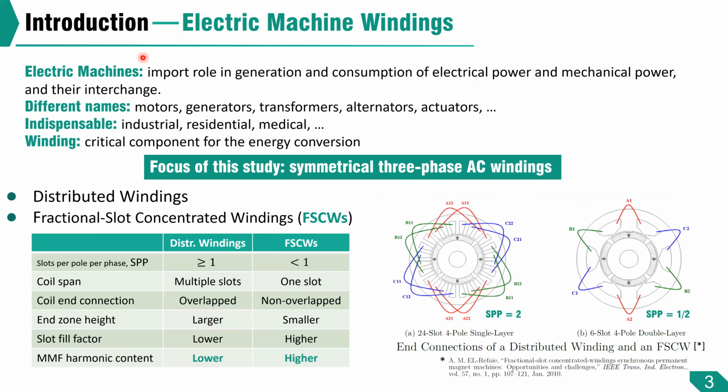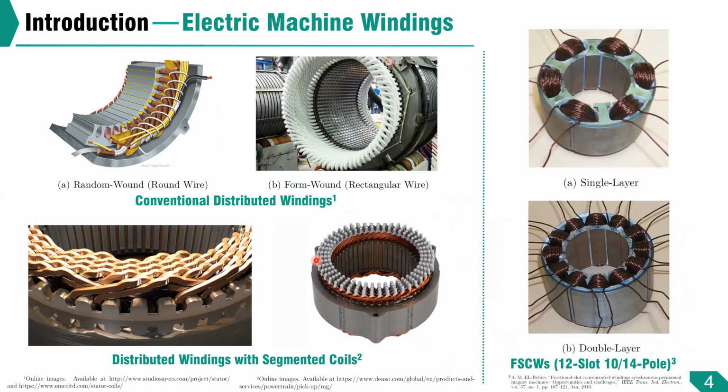We know that electric machines are important in many industries for the consumption, generation, and interchange of power. In particular, the winding has a critical role for the energy conversion. The focus of this study will be symmetrical three-phase AC windings. There are two major categories: distributed windings and fractional slot concentrated windings, where the slots per pole per phase number, or the SPP, is greater than or equal to 1 for distributed windings, or less than 1 for fractional slot concentrated windings, hence its name. We see that distributed windings have overlap connections, whereas fractional slot concentrated windings have non-overlap connections.